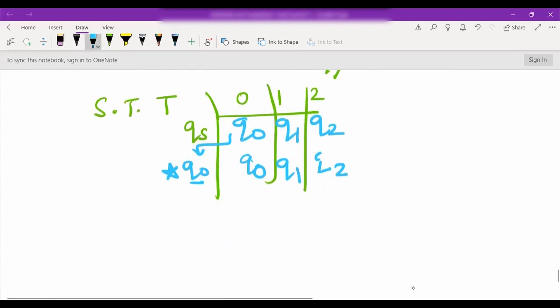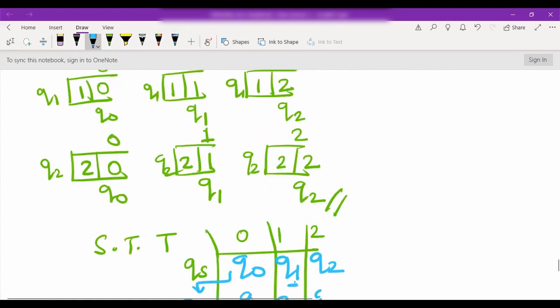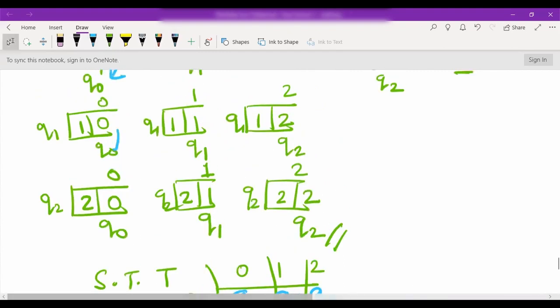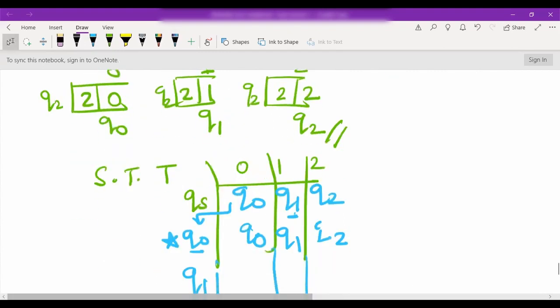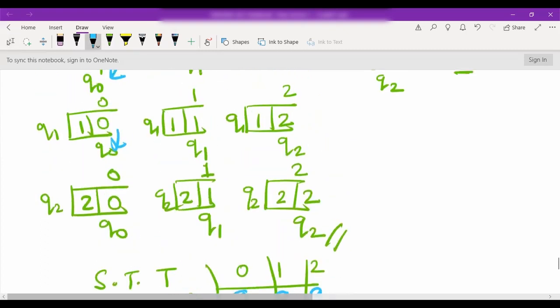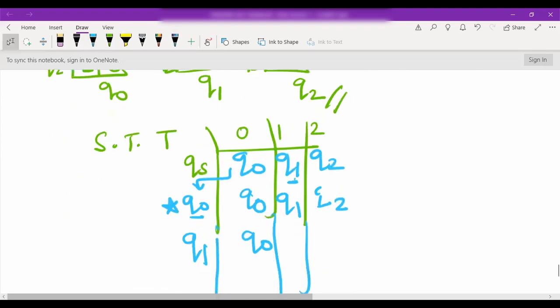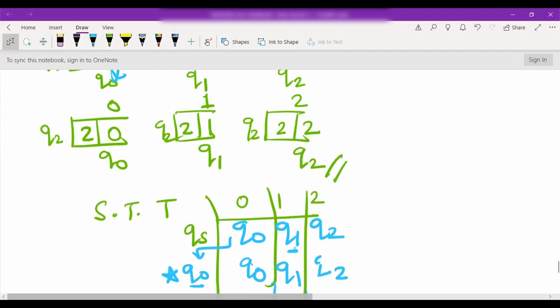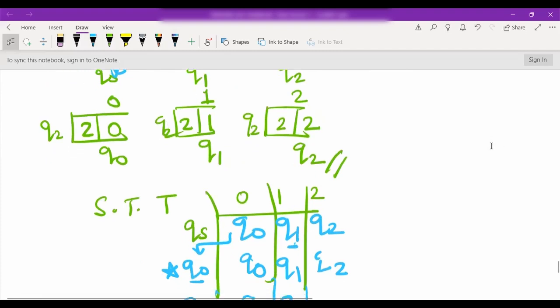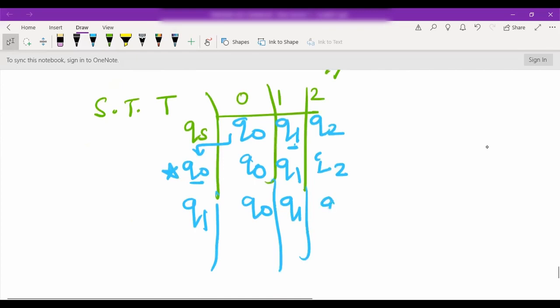Now, out of Q0, Q1 and Q2, we have considered Q0. Now it is time to consider the remaining states. We will consider Q1 first. Q1 with the next bit 0 goes to Q0. Q1 with the next bit 1 goes to the Q1 state. And on 2 it is going to the Q2 state. So we will write it here.